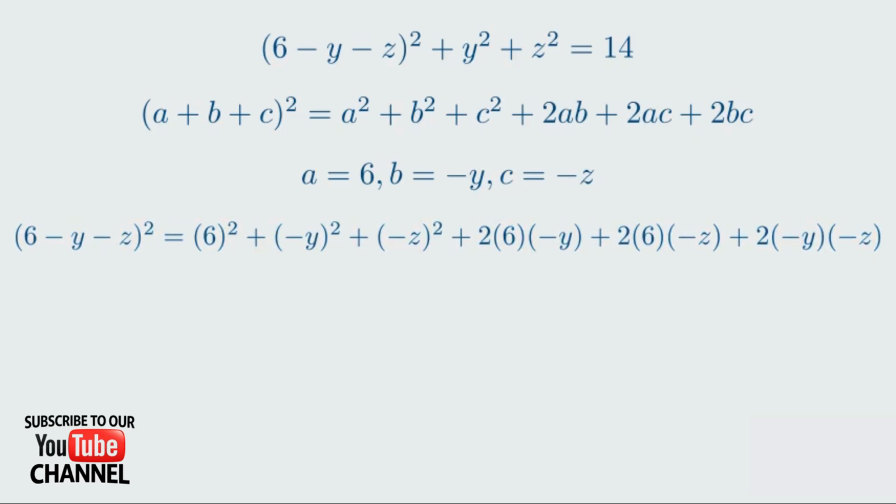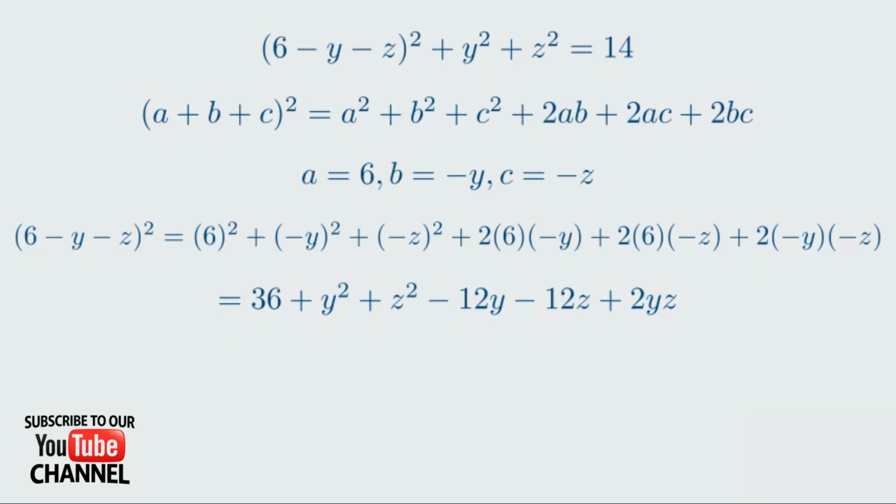Let's simplify this expansion. 6 squared is 36. Negative y squared is y squared. Negative z squared is z squared. 2 times 6 times negative y is negative 12y. 2 times 6 times negative z is negative 12z. And 2 times negative y times negative z is positive 2yz. So, our expansion simplifies to 36 plus y squared plus z squared minus 12y minus 12z plus 2yz.